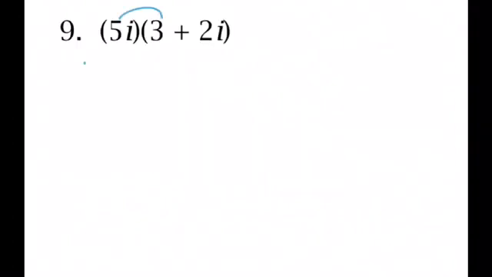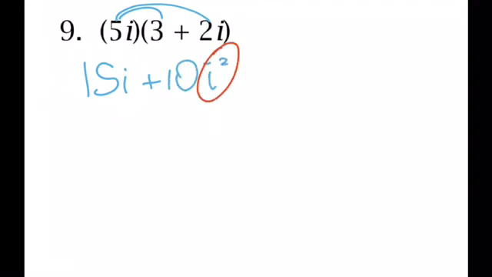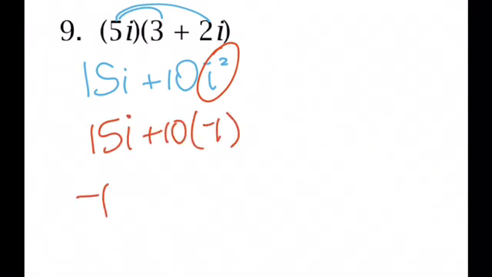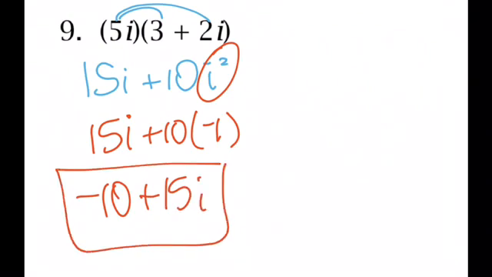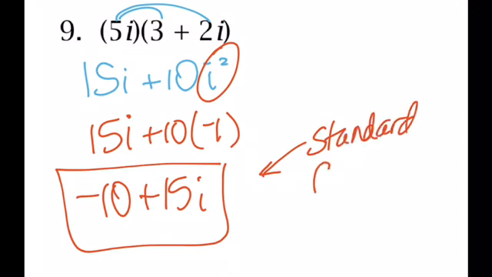Okay, this next one's distribution. And then don't forget that the i squared is negative 1, so I'm going to have 15i plus 10 times negative 1, so negative 10 plus 15i. When you write your answer, you have to write it in standard form. So on your quiz, on your test, you will have to write this in standard form, and if you don't write it in standard form, you'll get it wrong. If you write it as 15i minus 10, yeah, that's equivalent, but it's not in standard form, so you will get that marked wrong.